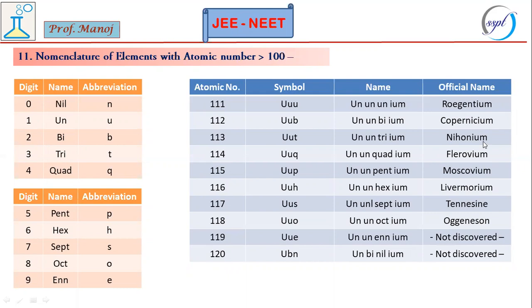Haan, unka question tha, left hand column mein, match the column tha. Left hand column mein diya hai, unnil aniyam, unnil trium, unnil hexium, unnil aniyam. Aur right hand side mein likha hai, Mendelevium, Lawrenceium, Seaborgium, Durmstradium. And you have to match the things. Question asked in NEET 2020. So, aapko basically ye sab kuch aana chahiye.